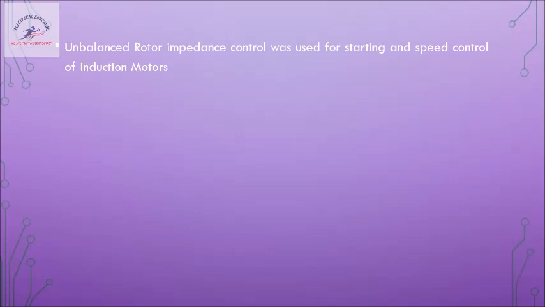By purposely making a rotor imbalance, we reduce the starting current, and then control the speed by changing the value of the impedance. But this is an ancient method, so currently it is not in use. That was an intentional unbalancing.